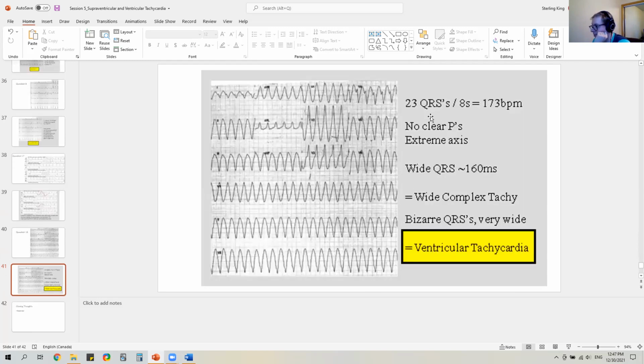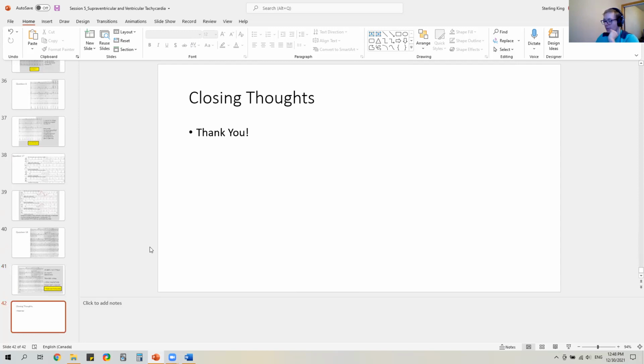And it's VTAC, obviously. I didn't bother reading the rate, but the rate's high. No clear P's, there's an extreme axis, we got that. Wide QRS, yeah, got it. So it's ventricular tachycardia. Hopefully that makes sense.